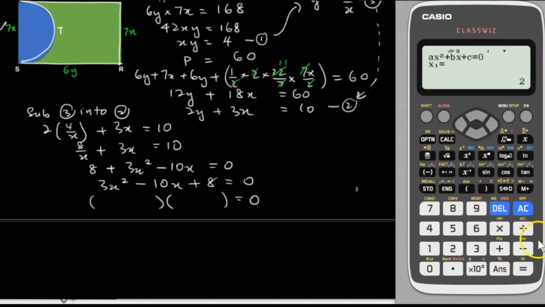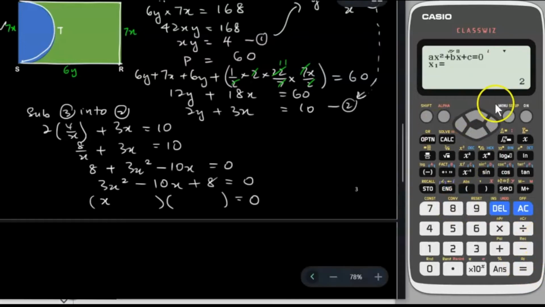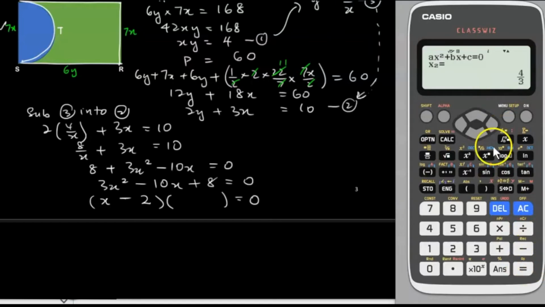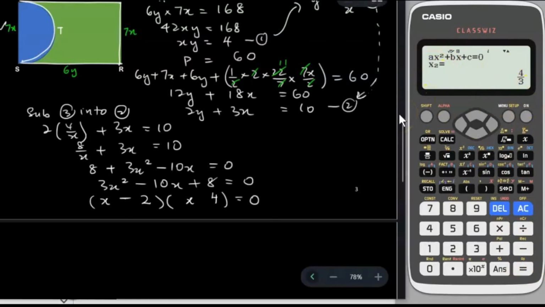Then we press equals again, we get the first x value. So x, if the calculator is positive 2, so it will be negative 2. And then we find another one, press equals again, we get the second x value, which is 4 over 3. So you write x here, and then after that 4 over 3. So calculator is positive, so the bracket will be negative. So we actually get two values already. So the first x value, when x minus 2 equals to 0, so your x is equals to 2, or, when 3x minus 4 equals to 0, so your x is equals to 4 over 3.